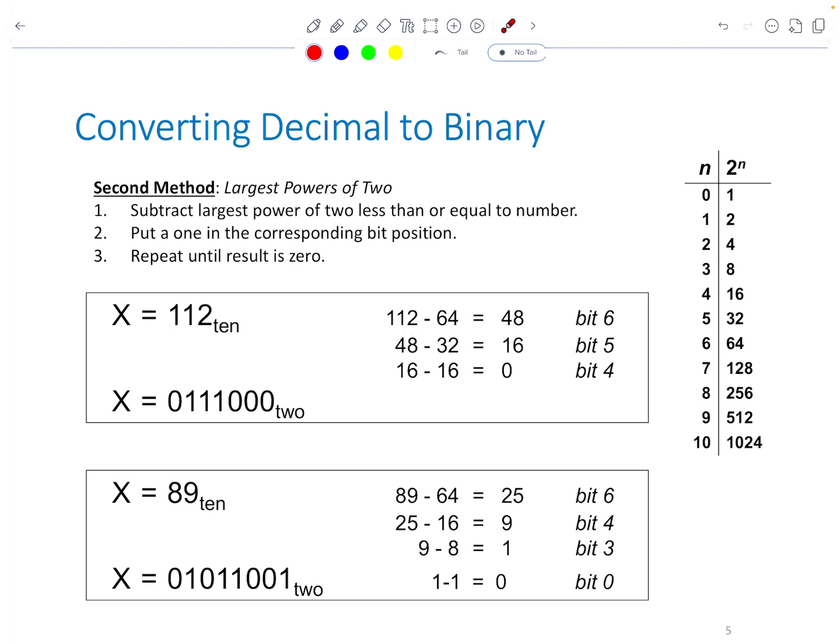So definitely there is a 2 power 6, a 64, present here, right? So we have a bit 6 present here. So 112 minus 64 is 48. If you consider 48, 48 is definitely larger than 32, right? So I have a 32 representation. So 48 minus 32 is 16. So I have a bit 5 position there.